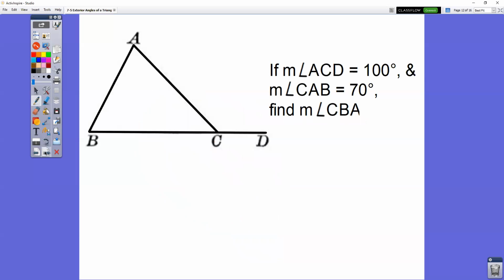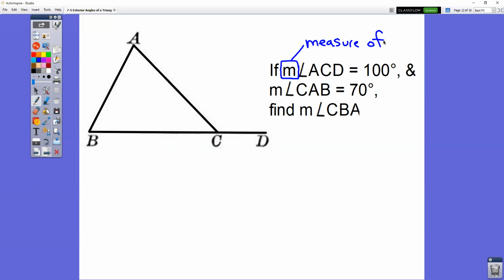The third type of problem that you have today looks like this. Now, in this problem, there is some notation that you have not seen before. It says if M angle ACD, this M in front of the angle symbol, that M stands for the measure of. So if the measure of angle ACD equals 100, what I would personally do is write in the measurements where they belong in the picture.